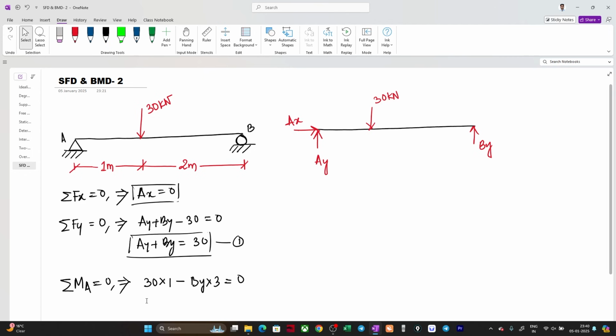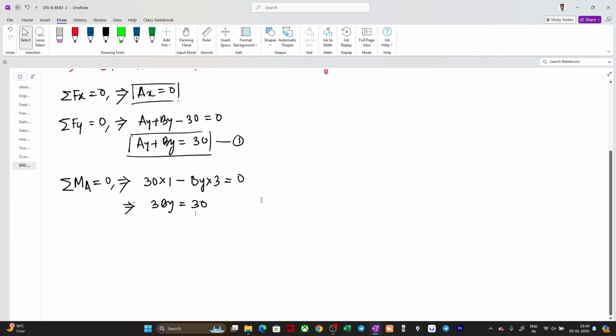Then we can say that minus 3BY is equal to minus 30. So 3BY is equal to 30. From here we can say that BY is equal to 30 by 3, so 10 kilonewton.